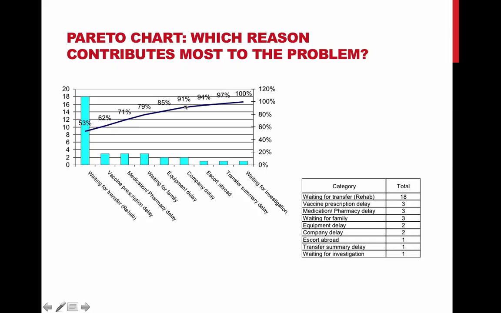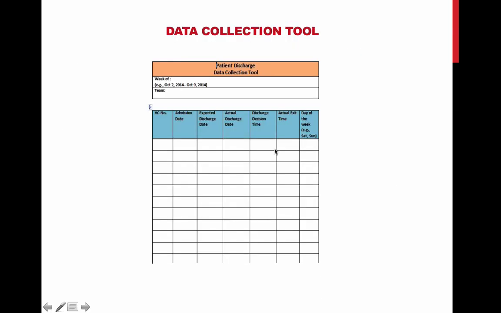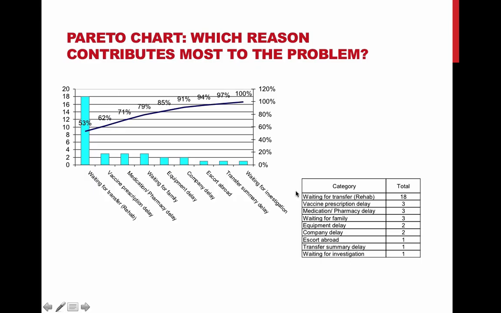All right. Now, what we did is we did this exercise for, let's say, 2 weeks or 3 weeks or 4 weeks, whatever it is. We come back and we look at that data. And what we found is that whenever there was a delay, the reason was mentioned. Patient waiting for transfer to rehab was the main reason for delay. Then vaccine prescription delay was the next one. Then you had medication delay, then waiting for family, equipment delay, company delay.